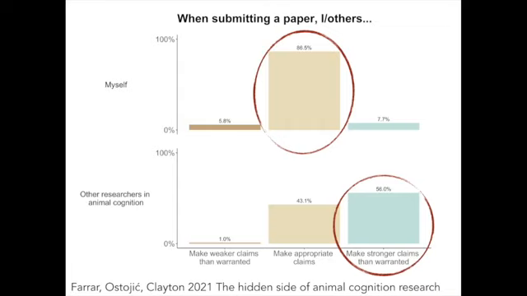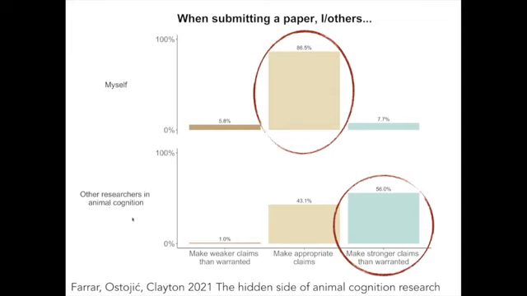So I'm just going to show you a couple of the survey results from this to highlight this point I'm trying to make. So here's what they asked people when submitting a paper, I and others, and then on the top here, they're responding for themselves. They say they make weaker claims than warranted, make appropriate claims, or make stronger claims than warranted. 87% of people said that they make appropriate claims for themselves. I'd say that the 5.8% of people who say they make weaker claims than warranted, I want to be your friend. These people are good people. I like you. I like your dark energy. That's exactly how I am.